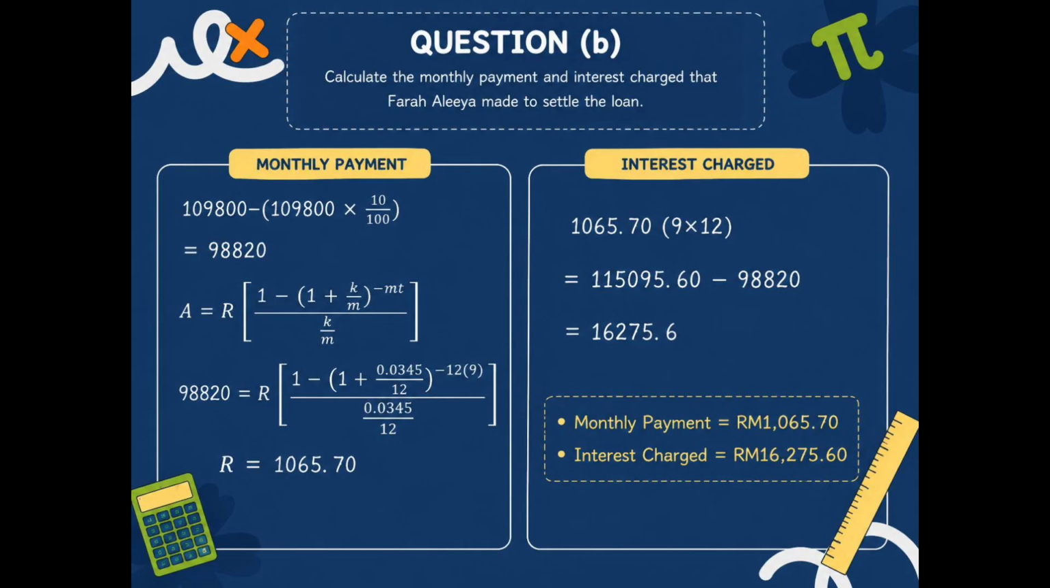Finally, to determine the total interest charge, we subtract the original loan amount of 98,820 ringgit from the total repayment of 115,095 ringgit and 60 cents. The difference is 16,275 ringgit and 60 cents, which represents the total interest paid over the entire loan period. Therefore, Farah Alia's monthly payment is 1,065 ringgit and 70 cents, and the total interest charge over 9 years is 16,275 ringgit and 60 cents.